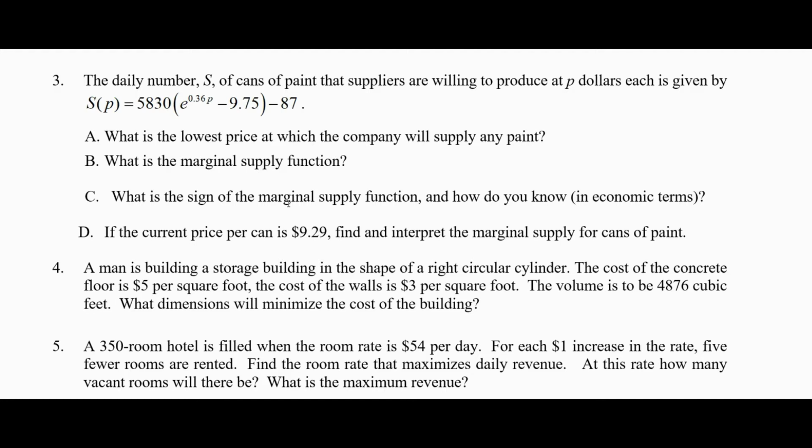A, what is the lowest price at which the company will supply any paint? B, what is the marginal supply function? C, what's the sign of the marginal supply function, and how do you know in economic terms? And I guess does the algebra or calculus bear that out? And D, if the current price per can is $9.29, find and interpret the marginal supply for cans of paint.